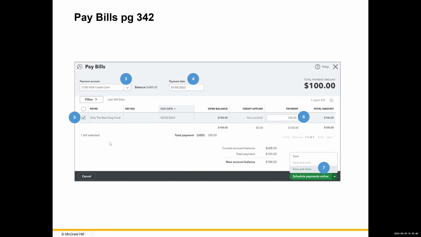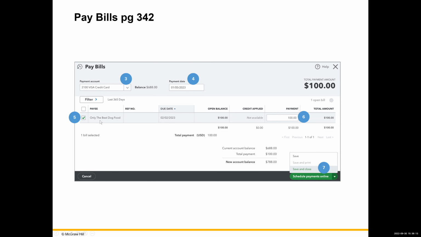So all we need to do is just check the bills we want to pay. In this case, there's only one bill. So we check it, and then I guess before we move on, we got to make sure, well, how are we going to pay it? Looks like we're going to pay it with a credit card. And so put that account 2100 Visa, and you need the payment date. Got to put that in.